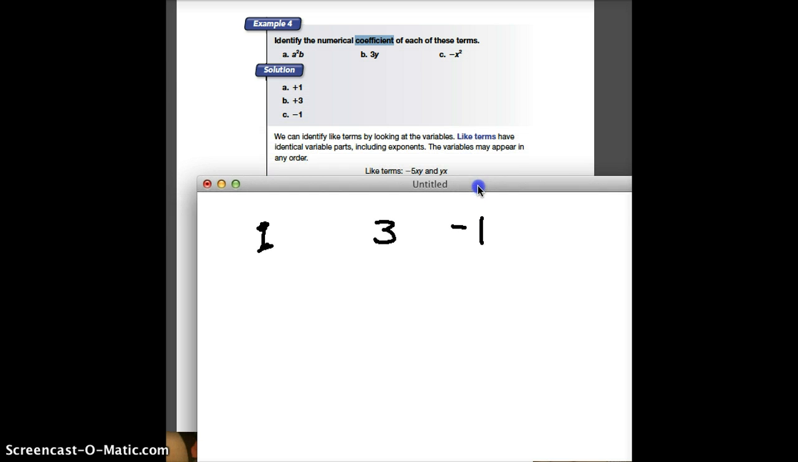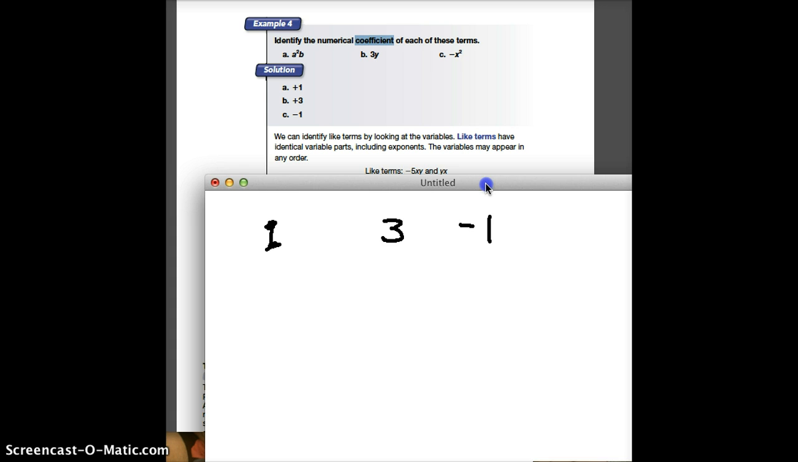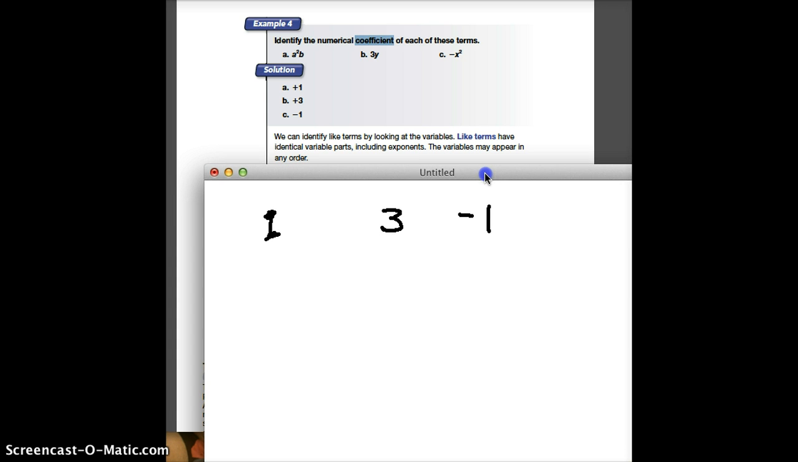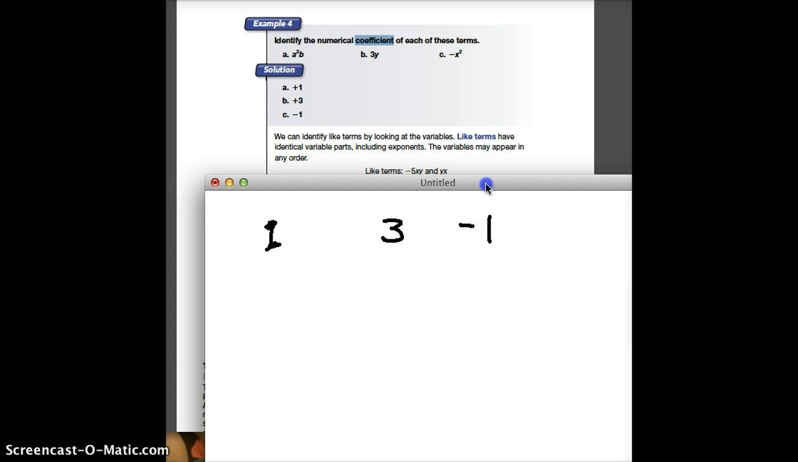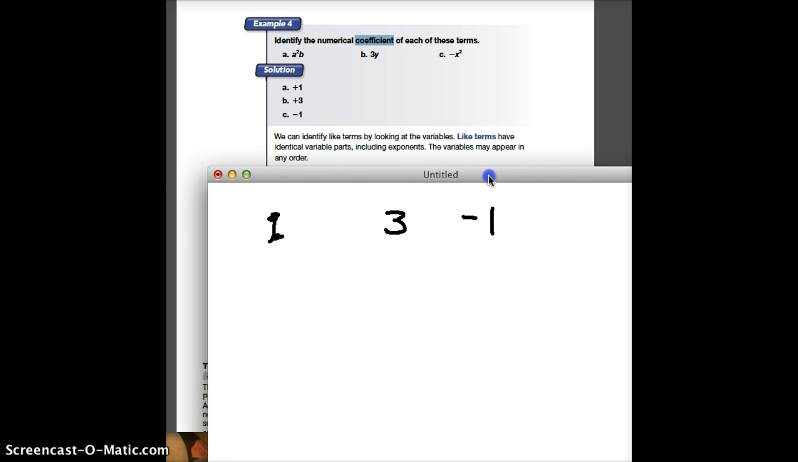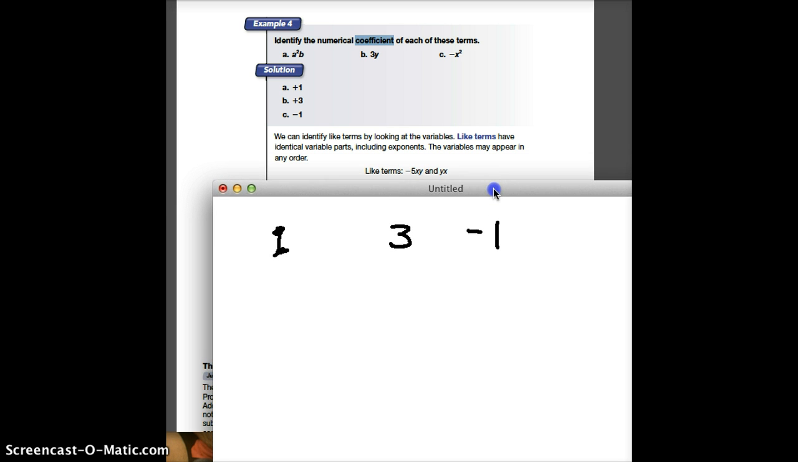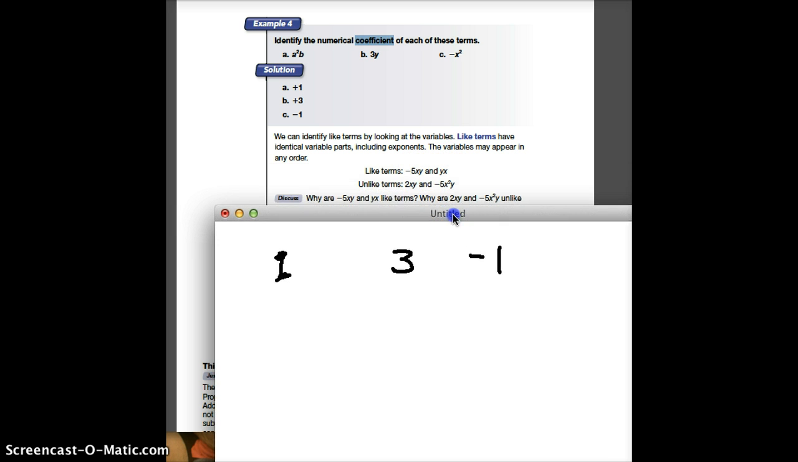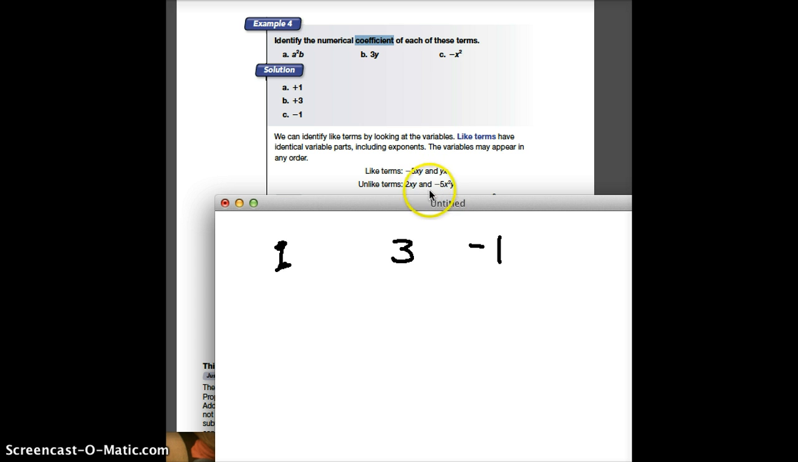Okay, there you go. Like terms have identical variables, including exponents. That's important. So it's the same variable and the same exponent. So like terms, here, x and y, and just because it's y and x, that's okay. Same variables, x and y, same exponents, which in these cases is 1 for each of these. Unlike terms, we have an xy here, we have an xy, but there's an x squared. That means they are not alike.